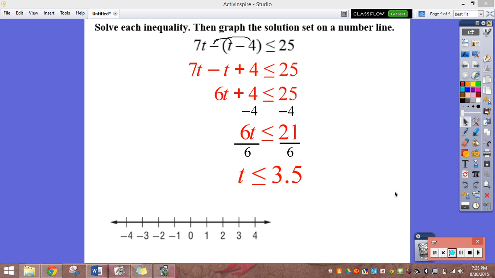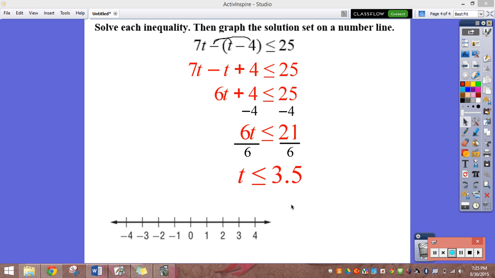And instead of saying solution, we say solution set because there are an infinite number of values that would solve or, once plugged in, create a true inequality. Because if you think about it, there's an infinite amount of numbers that are less than or equal to 3.5.